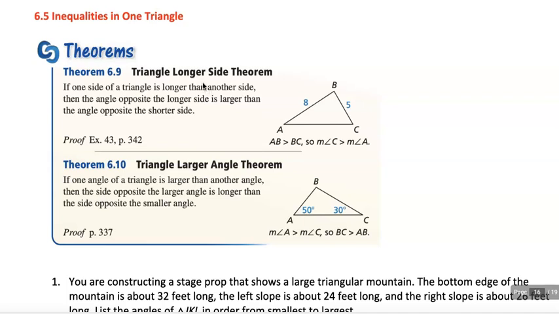Welcome back. 6.5 inequalities in one triangle. First theorem, triangle longer side theorem. If one side of a triangle is longer than the other side, then the angle opposite the longer side is larger than the angle opposite the shorter side.